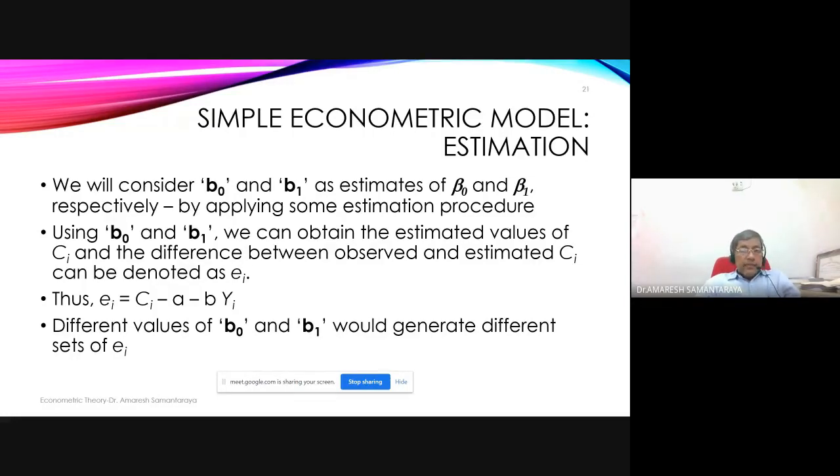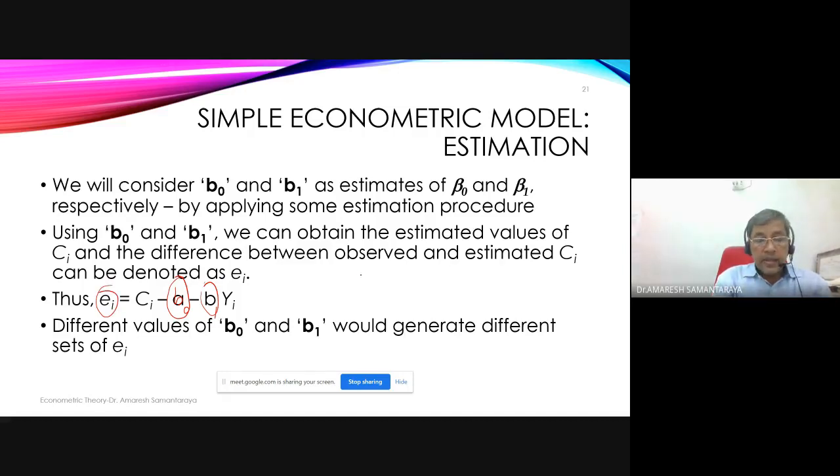Using B0 and B1, we can obtain estimated values of the dependent variable, here it is Ci, but generally Yi, and the difference between the observed and estimated value we can also calculate. Once I know what is B0 and what is B1 for my sample, I can get Ei. For my sample I can get this.